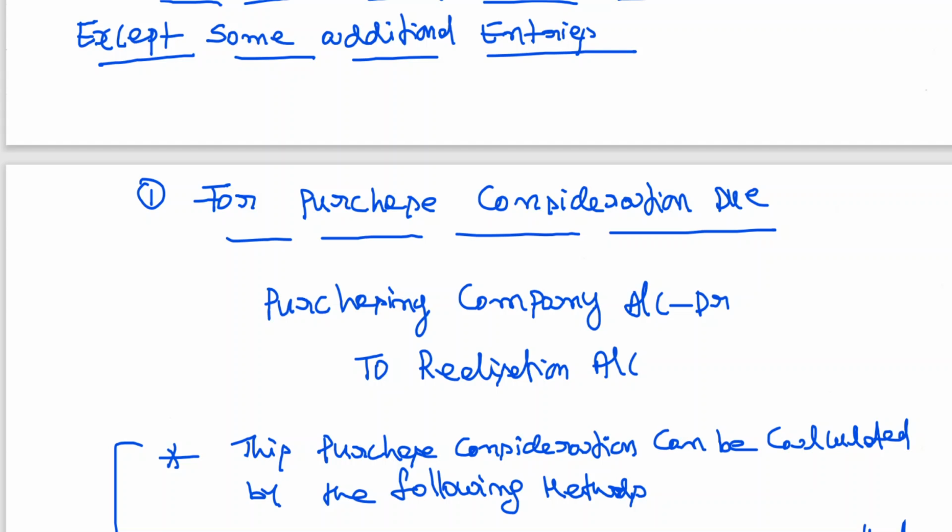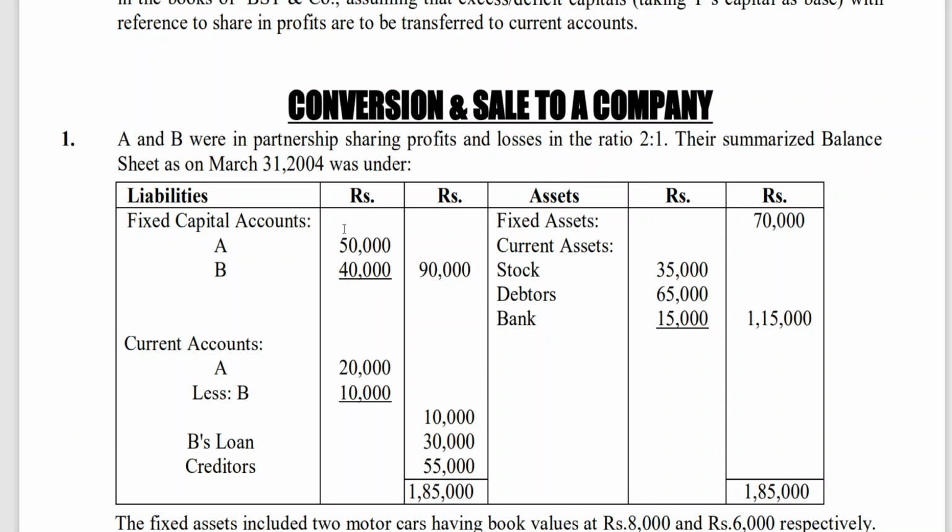Okay, we'll move on to the problem now. I've selected one problem here: conversion and sale to a company. A and B were in partnership sharing profits and losses in the ratio of 2:1. They summarized balance sheet: A's capital, B's capital, current account A less B. Of course, B instead of showing on the asset side, they have shown on the debit, they have adjusted. B's loan 30,000, creditors 55,000. Okay. Fixed assets, current assets, stock, debtors, and bank balance.